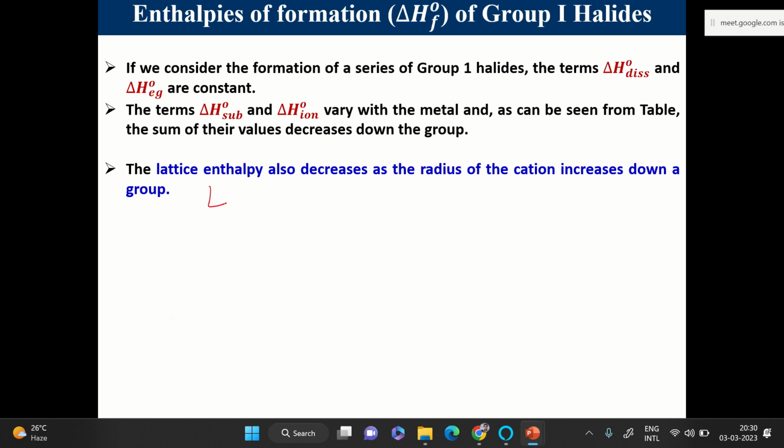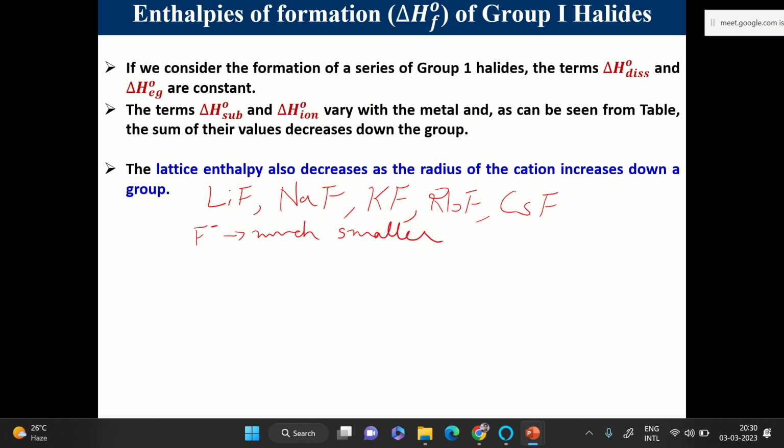So when we are talking about lithium fluoride, sodium fluoride, cesium fluoride, what happens in this case? Fluorine is much smaller in size. So overall, when you sum it up, here also lattice energy decreases.